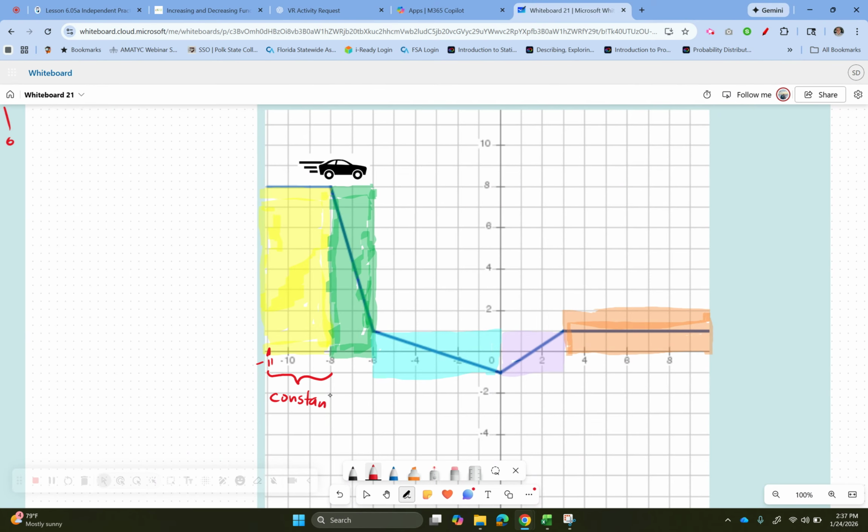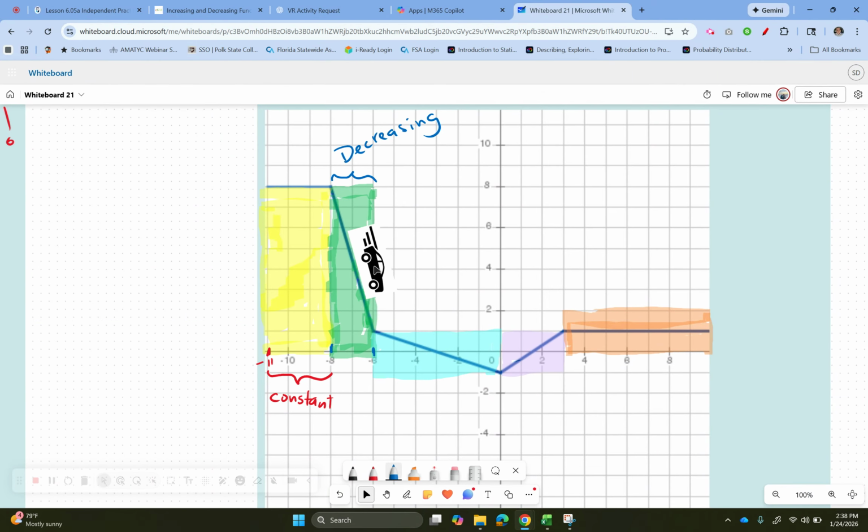And then when we get to the green section, the car is going to have to do this to be able to travel along the line. And you can see the car is going down. Let me just line it up a little better. So you can see the car is going down, from -8 to -6, because that's where the green section starts and ends. That will be decreasing.